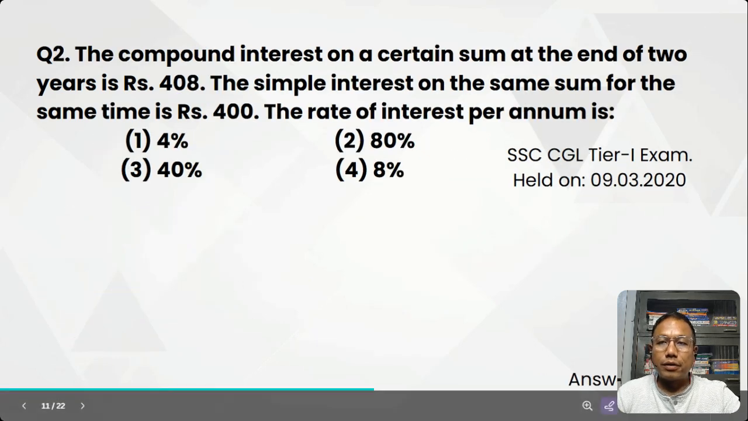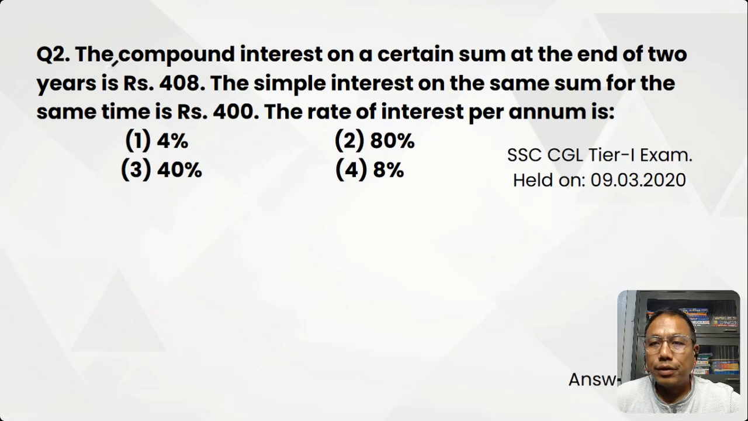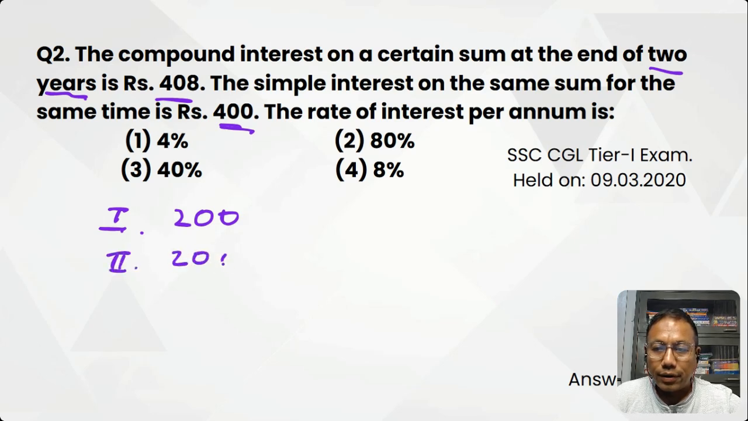Let's solve the next question. Question number 2. The compound interest on a certain sum at the end of 2 years is 408. The simple interest on the same sum for the same time is 400. Time is 2 years, right? Divide 400 by 2. First year interest is 400 divided by 2, that is 200. Second year interest is 200. Simple interest is 200 plus 200, 400.